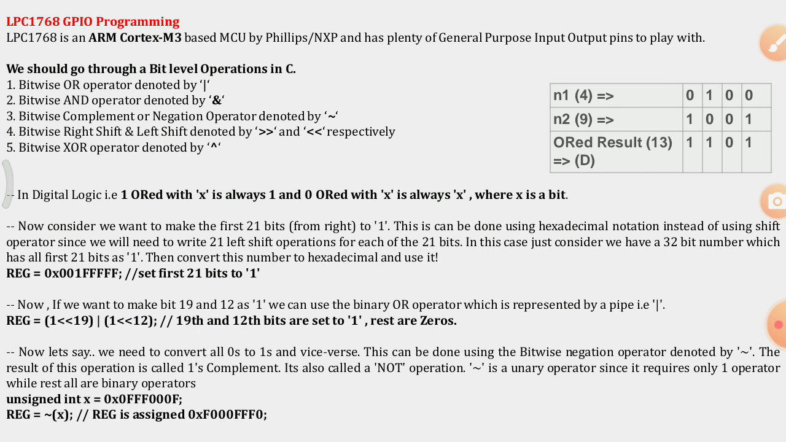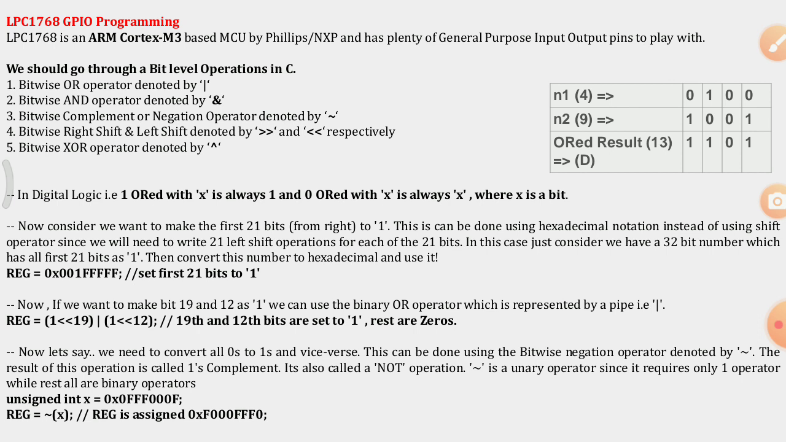On the right side in the table we can see the example for the OR operation, where N1 is 4, 0 1 0 0, N2 is 9, 1 0 0 1, and when we OR these 2 numbers, the result will be 1 1 0 1. We may see that the result looks like an addition of these 2 numbers, 4 plus 9, but it is not actually an addition. It is a Boolean operation over here.